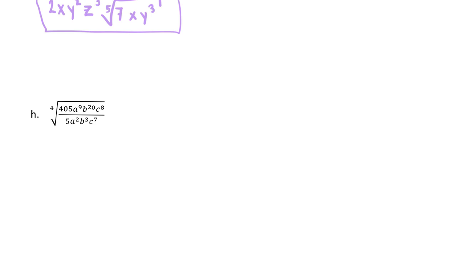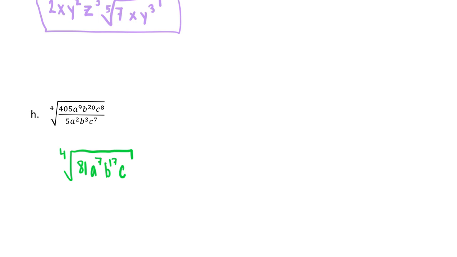Okay, last one on this page is h. Let's take a look. So the first thing that we want to do is we want to reduce this fraction. So we want to say, how many times does 5 go into 405? That would be 81. Then I have a to the 9th over a squared is a to the 7th. B to the 20th over b cubed is b to the 17th. And c to the 8th over c to the 7th is c.